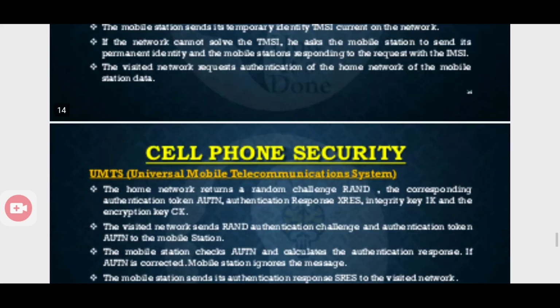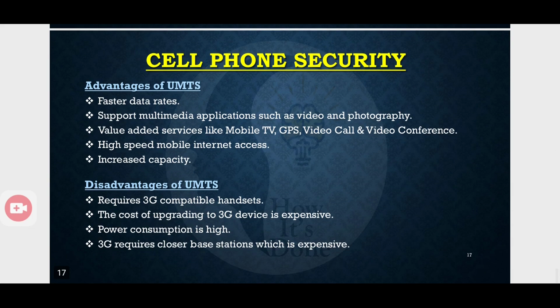Okay, and what are the advantages and disadvantages of UMTS? So advantages means faster data rates, support for multimedia applications such as video and photography, high-speed mobile internet access, increased capacity, value-added services like mobile TV, GPS, video calls and video conferences, all are allowed in UMTS.